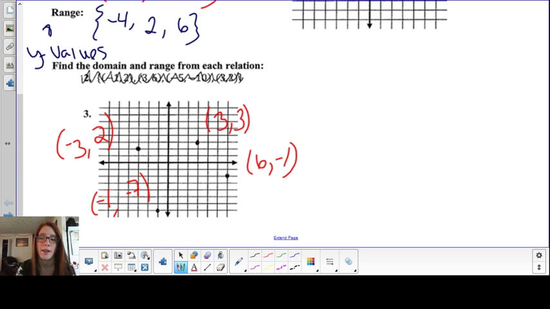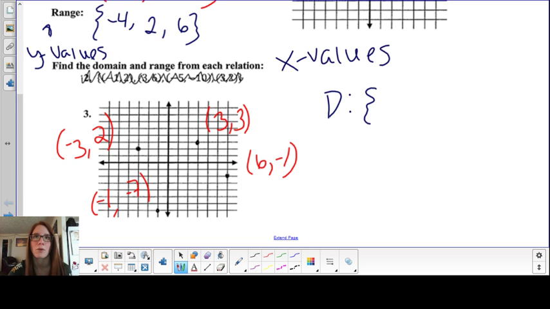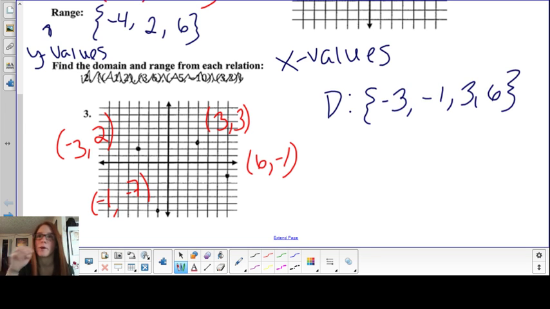From this, we're going to list the domain and the range, but one step at a time. Remember, the domain deals with my x values, so I'm going to take all of my x values and put them in numerical order. I have negative 3, negative 1, 3, and 6. And I said them in numerical order, so how I said them is how I'm going to write them.